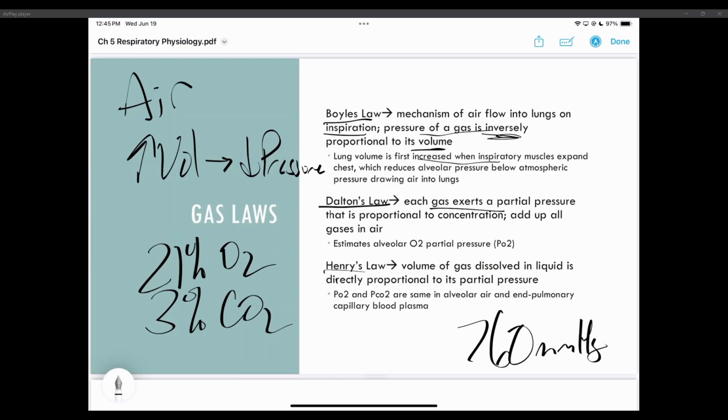Then Henry's law just states that the amount of gas dissolved in liquid is proportional to its partial pressure. So whatever you're breathing in the air is what's going to get inside you. That's why when you go to high altitude, people have problems breathing, because the O2 is less at altitude. Because there's less oxygen in the air, whatever's in the air is what goes into our bloodstream, and they're all related.